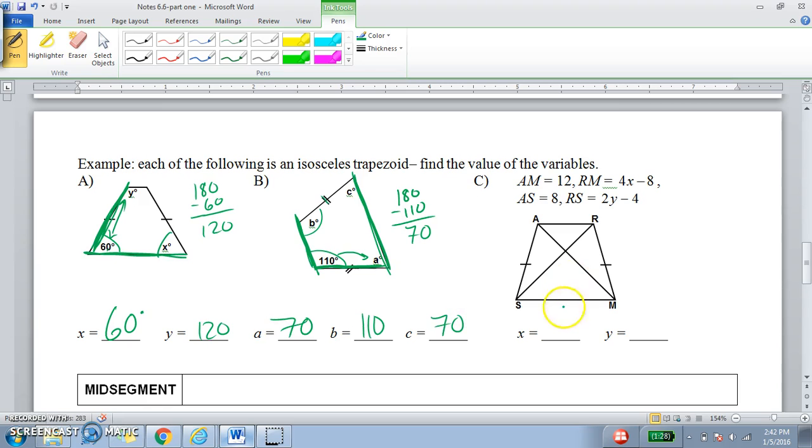Alright, letter C over here. We've got AM, this entire diagonal is 12, which means RS also has to be 12. So RS is 12, AM is 12.